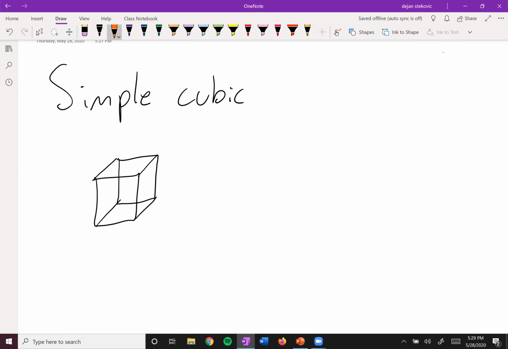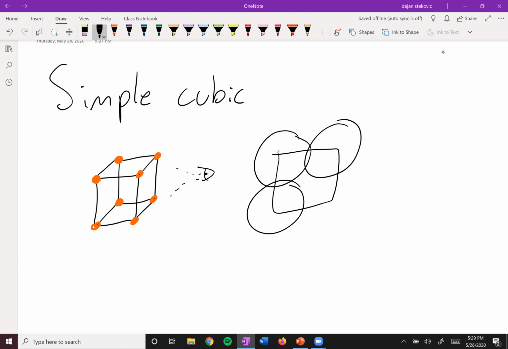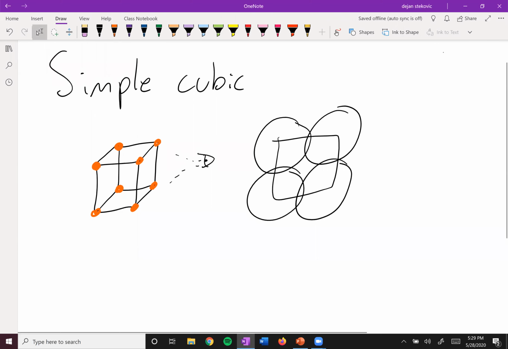In a simple cubic structure, you have one atom on each one of the corners of the cube. Although I've drawn them very small, in real life they're actually occupying the whole region. That's an eye, you're kind of looking at it from one side, and what it really looks like is four big atoms coming in contact with each other. We just draw them small for simplicity's sake.